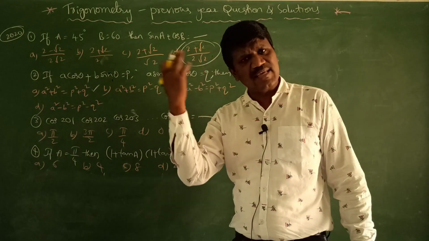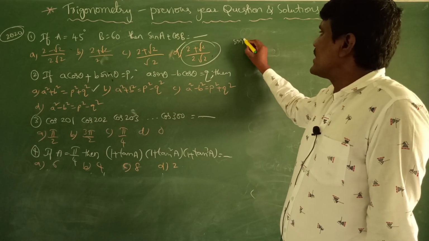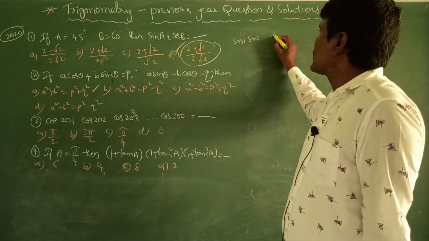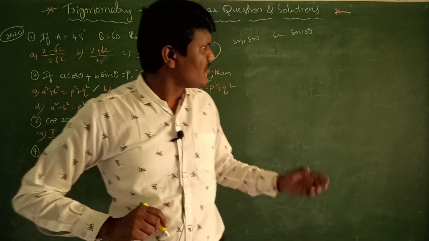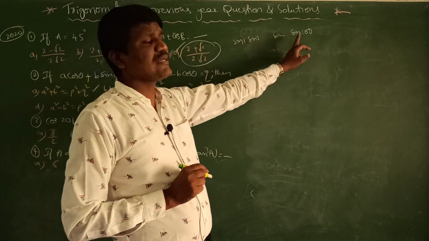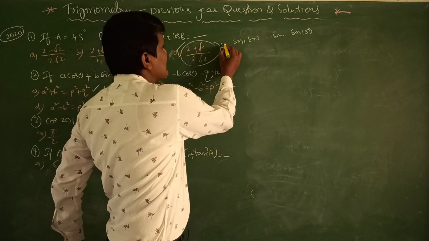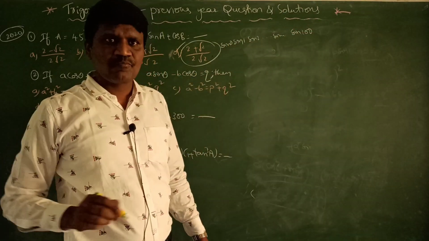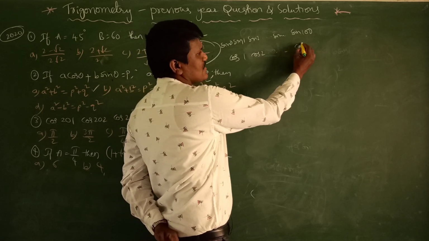There are so many questions like this that can be given. Or else they will give sin 1, sin 2, sin 3, and so on up to sin 100. This is one type of question, sin 1, sin 2, sin 3, up to sin 100, even sin 0 to 100. Or else they will give a question like cos 1, cos 2, and so on up to cos 100.